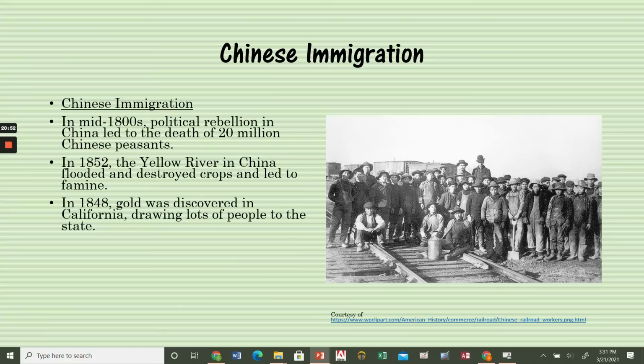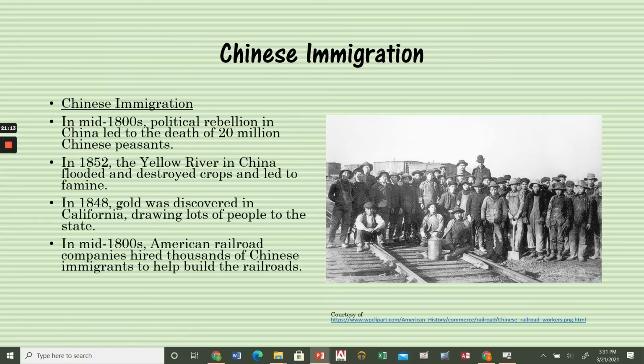Well, lo and behold, gold was discovered in California, drawing lots and lots of people to the state. So when you add in the fact that gold had just been discovered in California, and then you had all these problems in China around the 1840s and 1850s, that's going to lead to a lot of Chinese immigration.